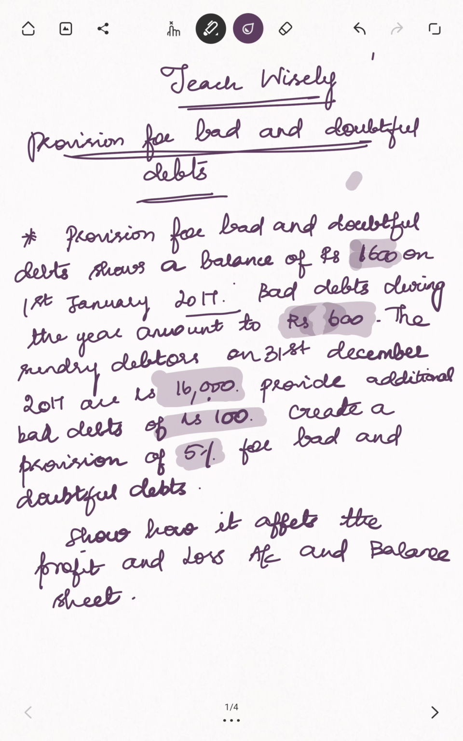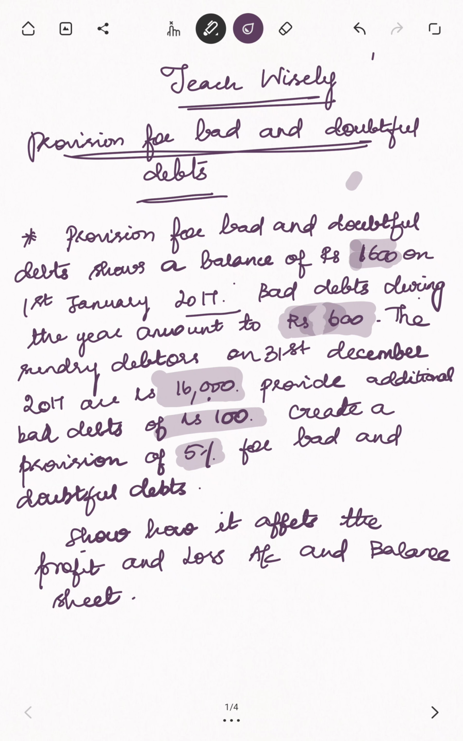So the question is, provision for bad and doubtful debt shows a balance of Rs 1600 on 1st January 2017. So these are all old ones, which means these are all already recorded in the books of accounts. Bad debts during the year amount to 600 rupees. This is the old bad debts, which means it is already recorded in the books of accounts. The sundry debtors on 31st December 2017 is rupees 16,000.